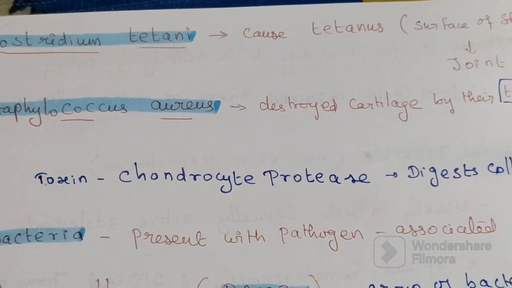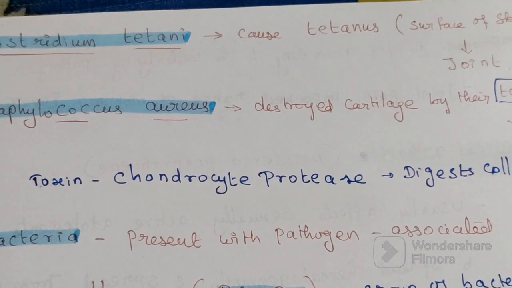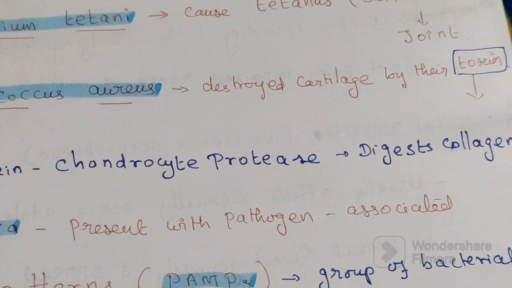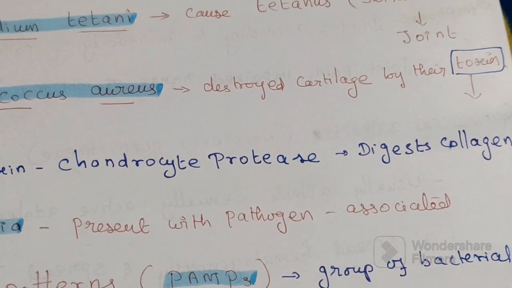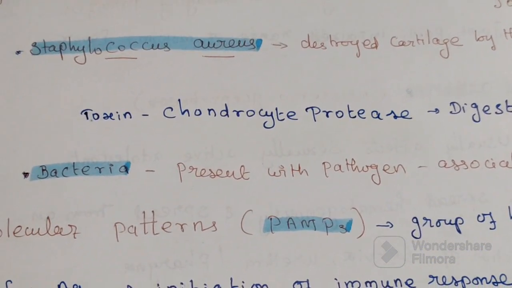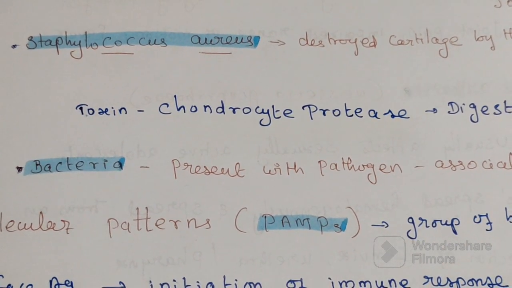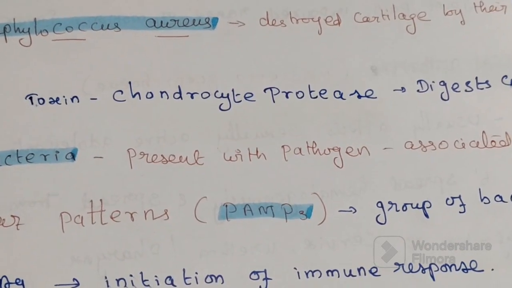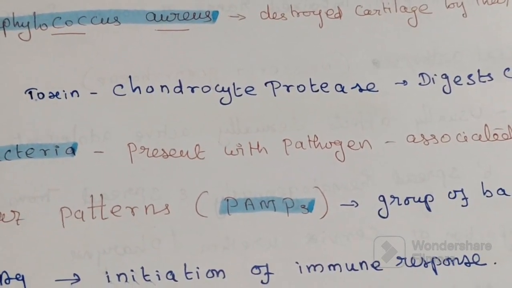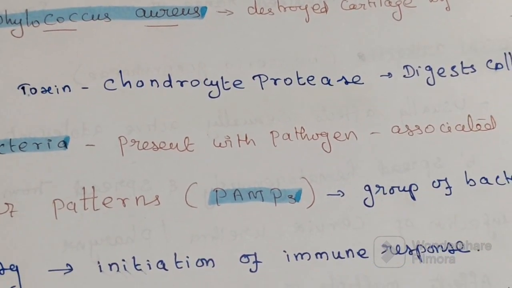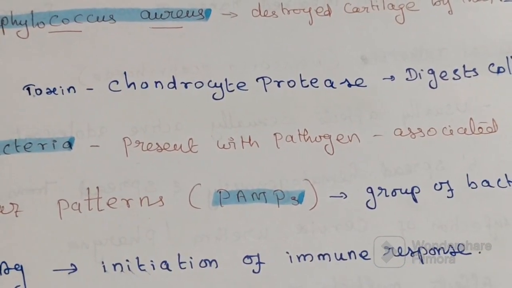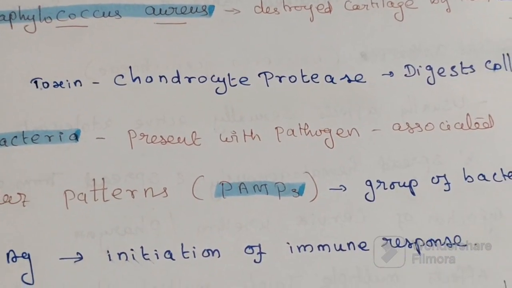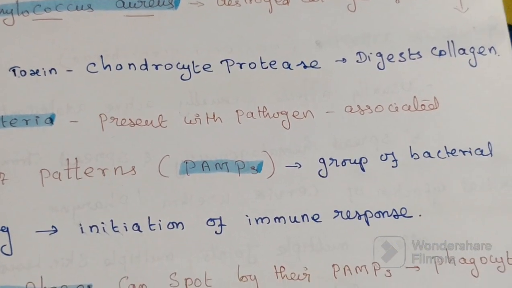Once it enters our synovial cavity, it starts destroying the articular cartilage by using toxins. One example of such a toxin is chondrocyte protease. This is a powerful enzyme that is capable of digesting the collagen in the articular cartilage.